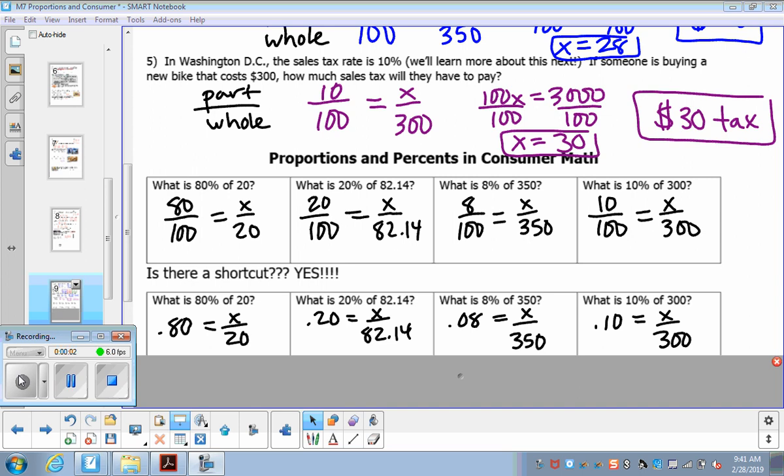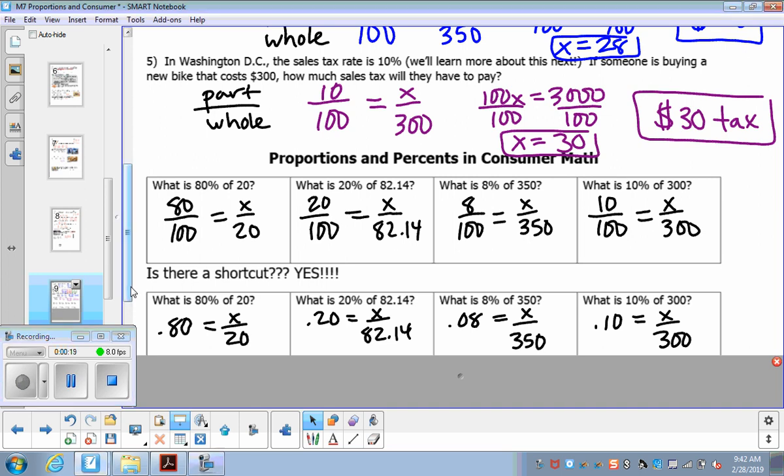So in this video, we're going to review how to find percents in consumer math. And what I mean by consumer math is going to be stuff like calculating sales tax, tips, and discounts. And first, we're going to learn a couple of shortcuts in working with these percents.